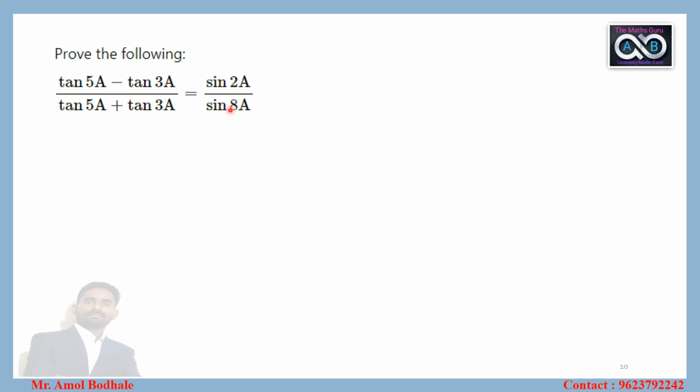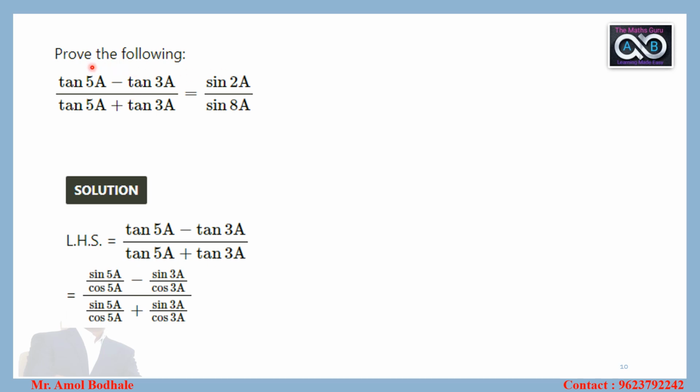We have one option. If we observe these angles carefully, the difference of 5a and 3a is 2a, and the addition of 5a and 3a is 8a. That means we can consider the RHS and write these angles in terms of 5a and 3a, expand it, and prove that it is the same as this. Or even we can consider the LHS and show that it is the same as the RHS. So let's see the alternative options. We will consider the LHS first.